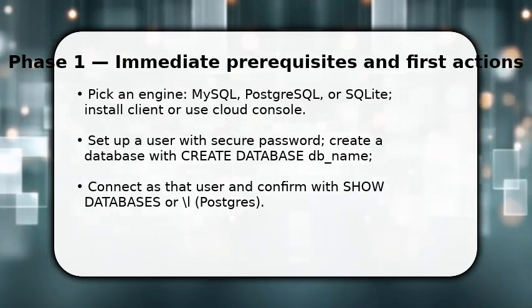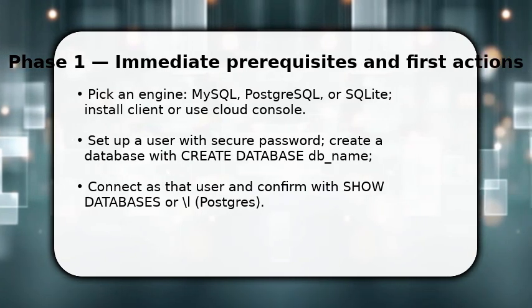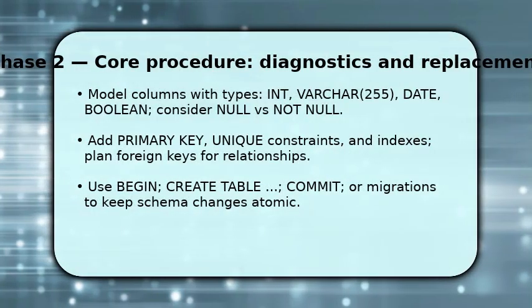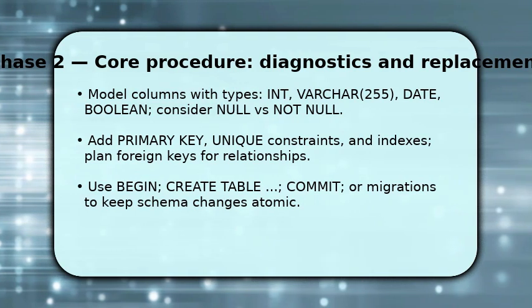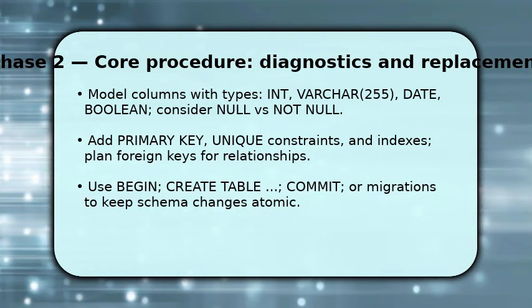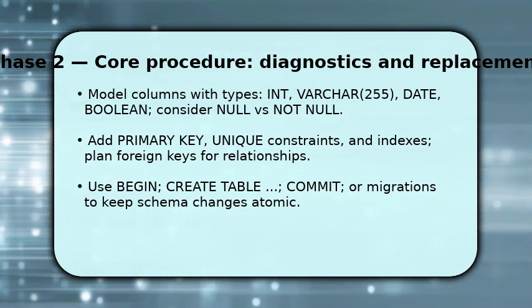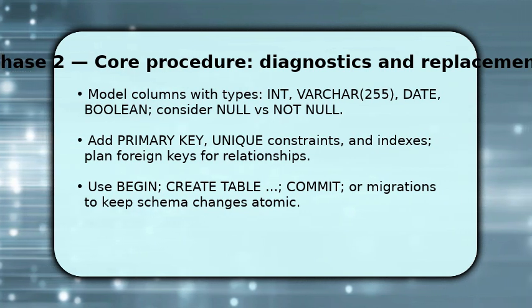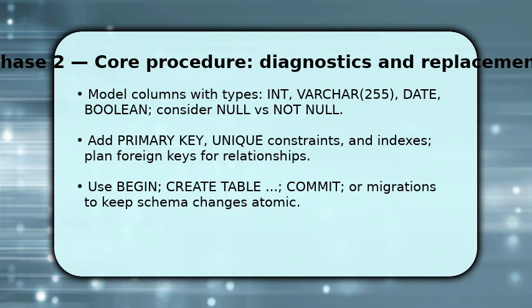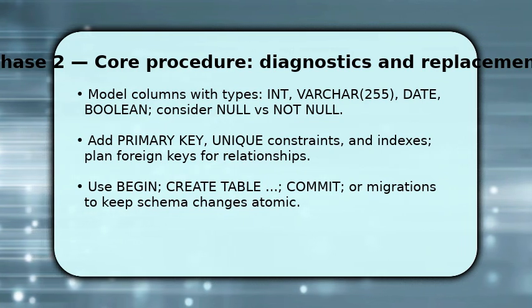You now design the table schema, decide column names and types based on data shape, and mark required fields NOT NULL so queries are reliable. Add a PRIMARY KEY and unique constraints where needed, and create indexes for frequent lookups to improve performance. If you have related tables, define foreign keys to enforce integrity.